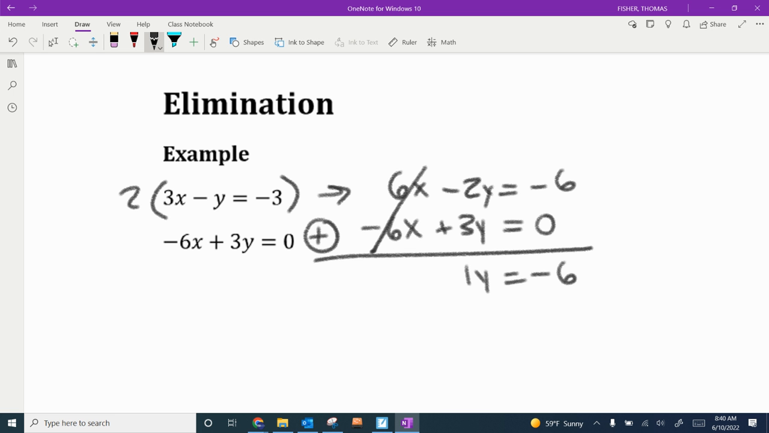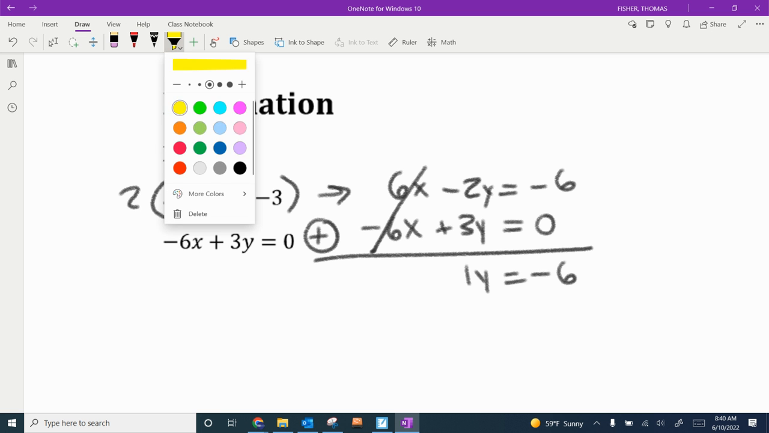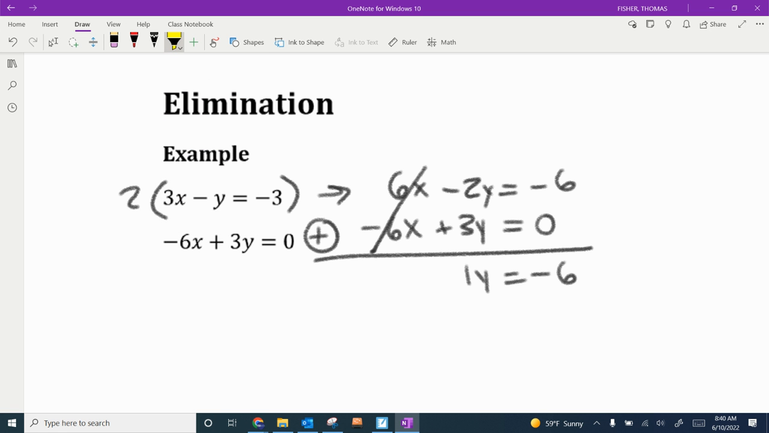So now we're going to find x. Using either original equation, we're going to take our answer and plug back in and get x. You're going to have to pick whatever one you think is easier. I think I'm going to do, I don't know, maybe the bottom one. There's no negative on the y. It might be a little bit easier there.